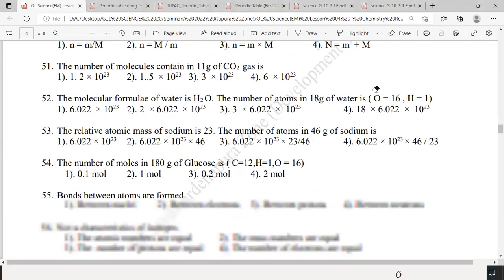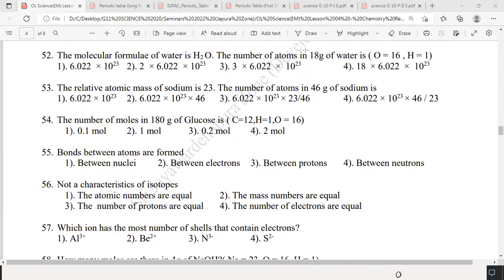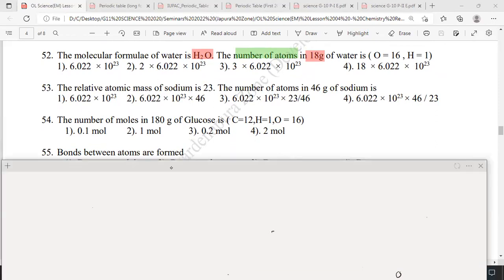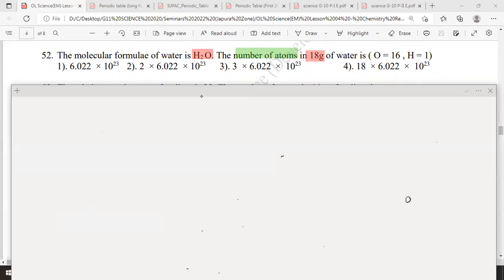The molecular formula of water is H2O. If you want, you can refer to the note, the summary of the theory note I gave initially. H2O 18 grams given. The question is: how many atoms? Are they asking oxygen atoms? Are they asking hydrogen? Number of atoms refers to the total atoms.